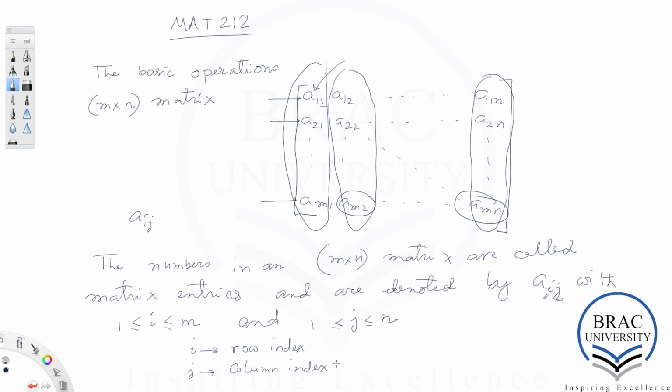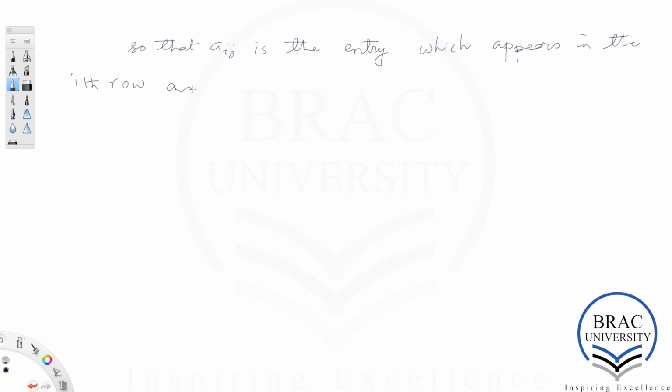Okay, so let me erase everything so that Aij is the entry which appears in the ith row and jth column of the underlying matrix.